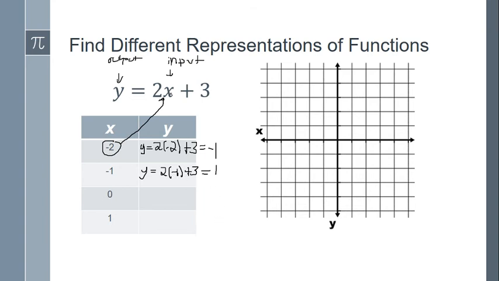When I plug in a 0 for the x value, y is equal to 2 times 0 plus 3. And 0 plus 3 is 3. And then finally in the bottom one here, y is equal to 2, plug in the 1 for the x. So 2 times 1 plus 3. And this is 2 plus 3, or 5.